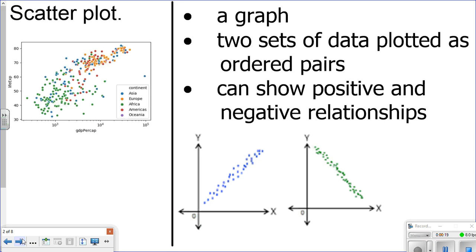So a scatter plot's just a graph. We have two sets of data plotted as ordered pairs, and when they're plotted, we can see if there's a positive or negative relationship. So in this blue one, we can see that there's a positive relationship. It's going up and to the right. And in this one, we can see that there's a negative relationship. It's going down and to the right.